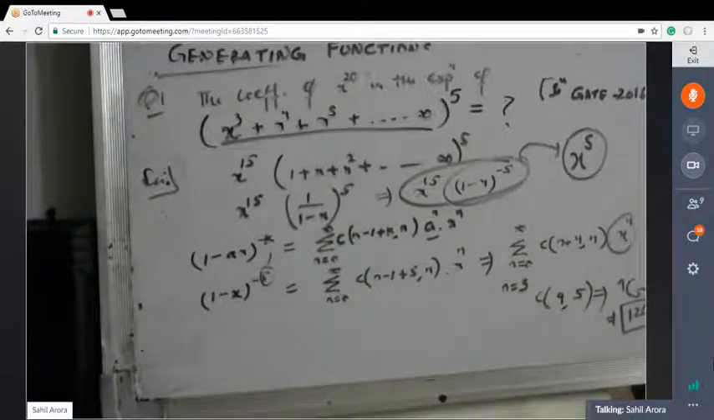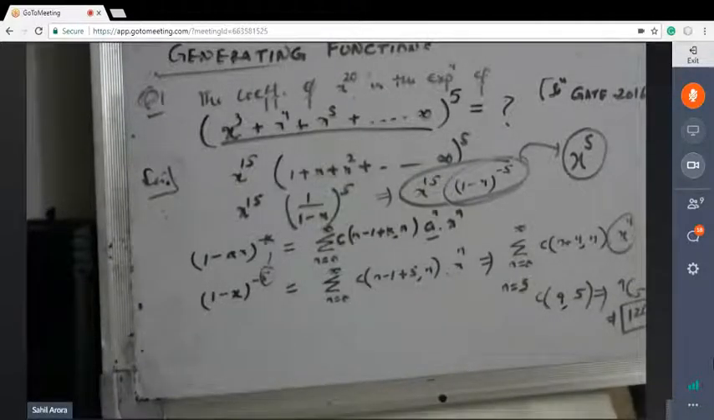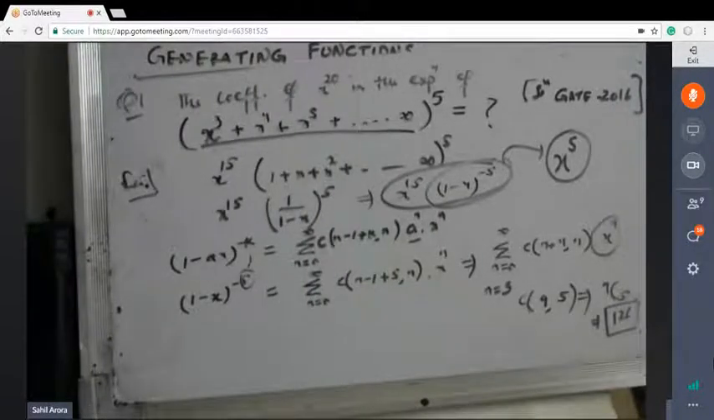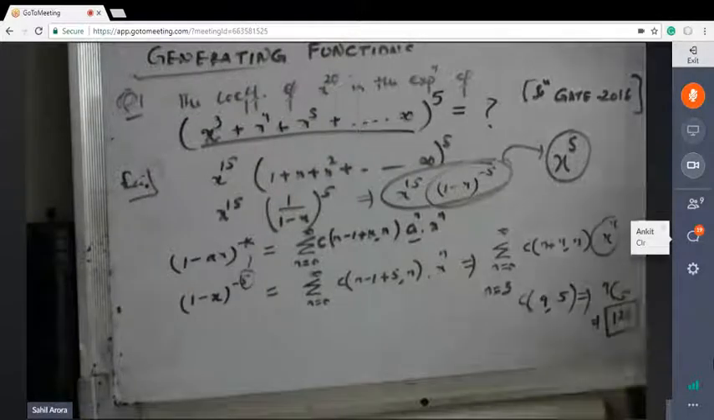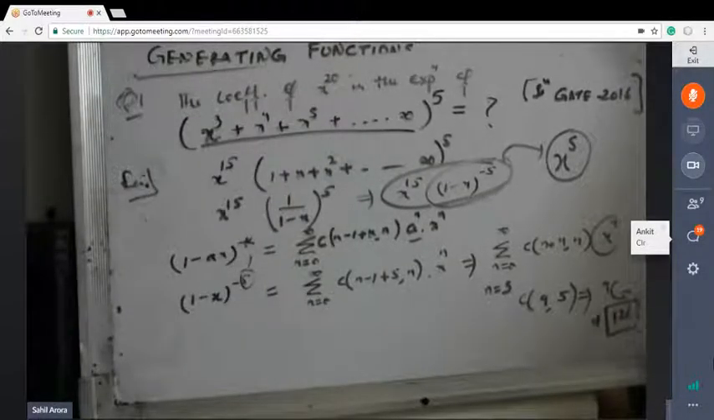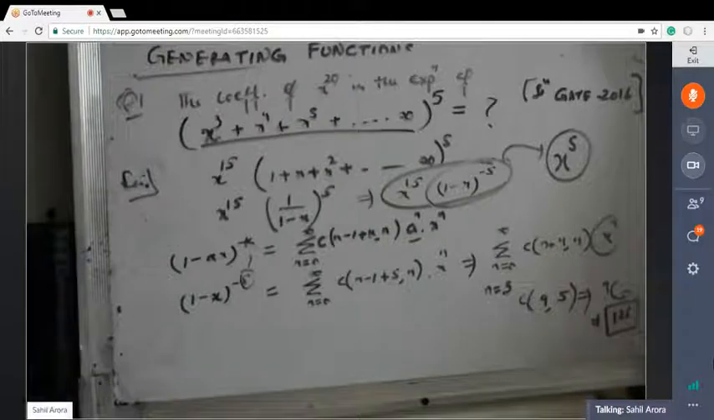I think it is very clear. If it is clear, write in the chat window, please.